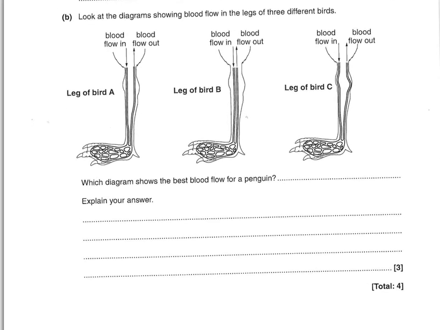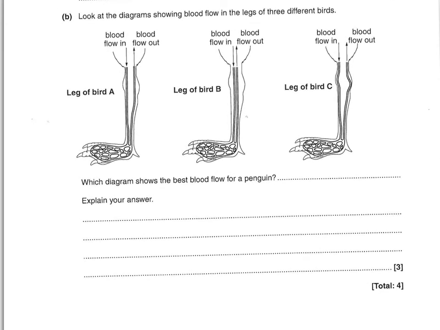Look at the diagram showing blood flow in the legs of 3 different birds. Which diagram shows the best blood flow for a penguin? So that is leg B. And then the reason is that the blood vessels are very close together. So there's two marks here. So the first mark saying leg B, and then the next 2 marks for the explanation.